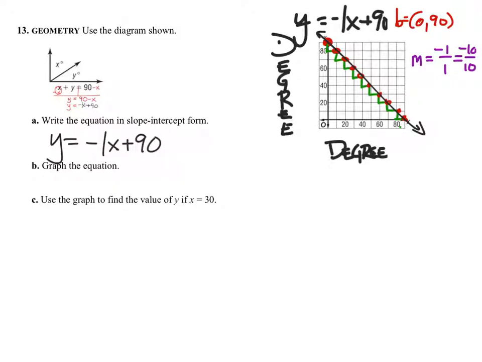All right, use the graph to find the value of y when x is 30. Well, x is 30 right here. And if we go up to the line, we have this point, which is a y value of 60.